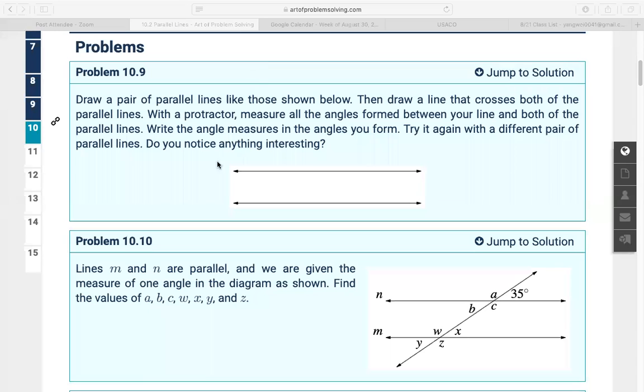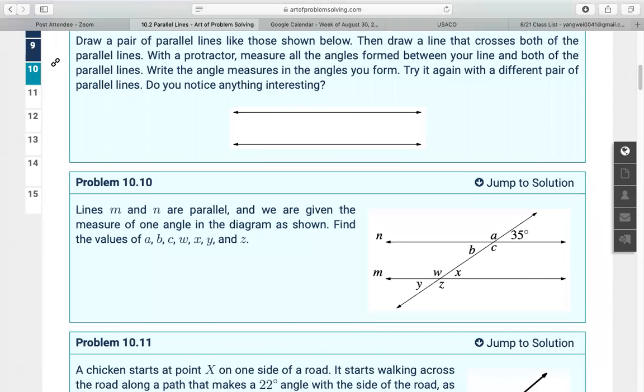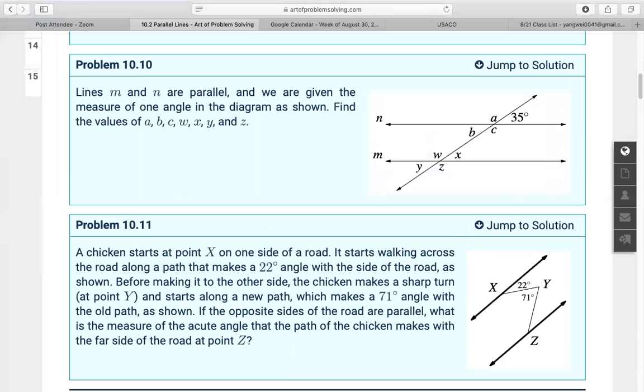Now let's see the next problem. This one, 10.10: lines M and N are parallel. We are given the measure of one angle in the diagram as shown. Find the value of A, B, C, W, X, Y, Z. Okay, they give you this angle that equals 35. Now let's see, everybody send me your answer for A, B, C, W, X, Y, Z.